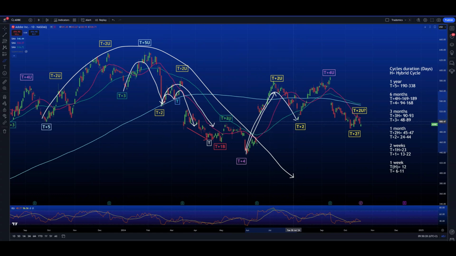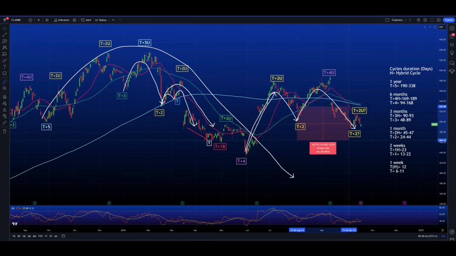Subsequently, we have had another T plus 2, a negative T plus 2, because the low from which it ended was lower compared to the low from which it started. So this is a negative cycle. And the second negative cycle had a duration of another 44 bars, so all of them in line with the maximum duration of a T plus 2 or a monthly cycle. So first monthly cycle, second monthly cycle. So the sum is potentially a T plus 3.